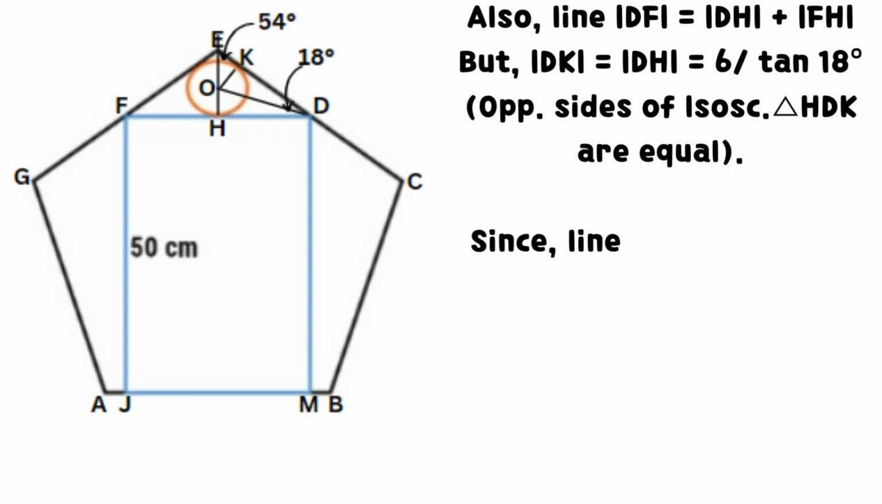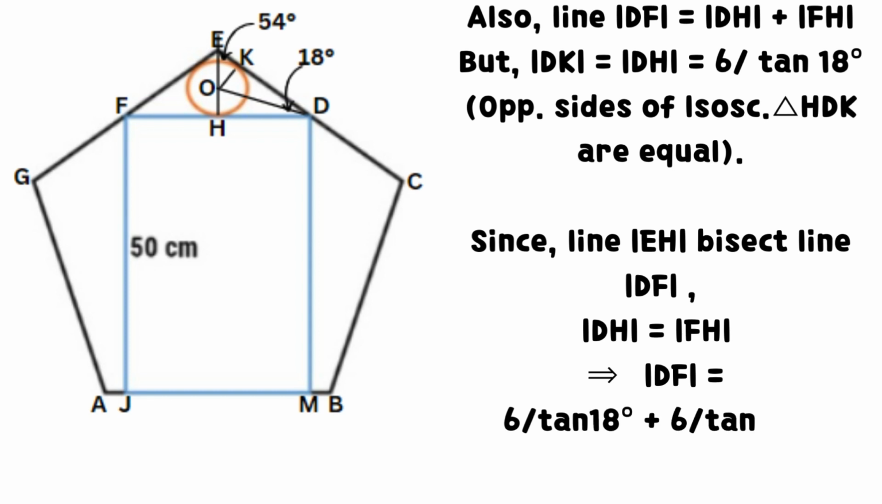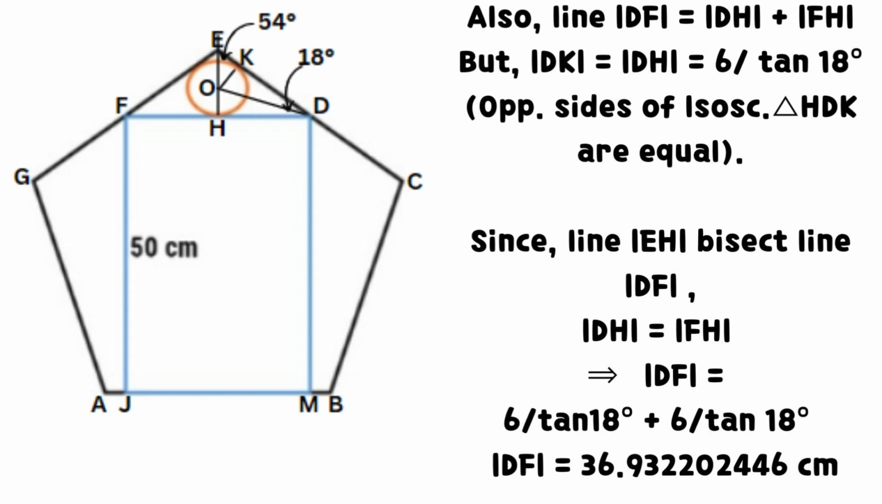Also, line DF equals the sum of line DH and FH, as details are shown on the screen. Since line EH bisects line DF, line DH equals line FH, and by solving for the length of line DF, we have that DF equals 36.932202446 centimeters.